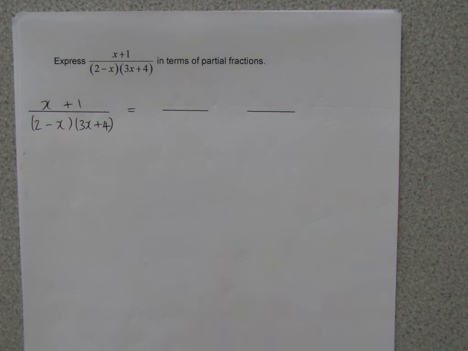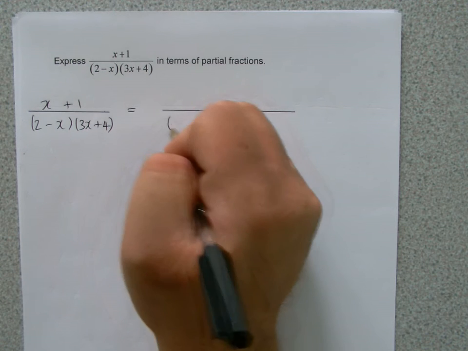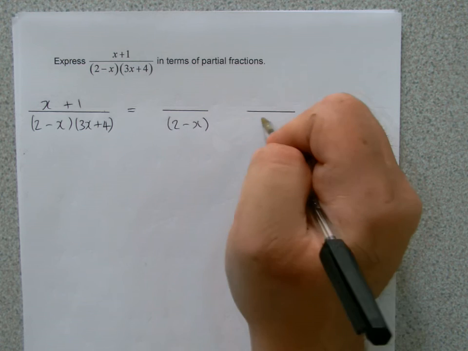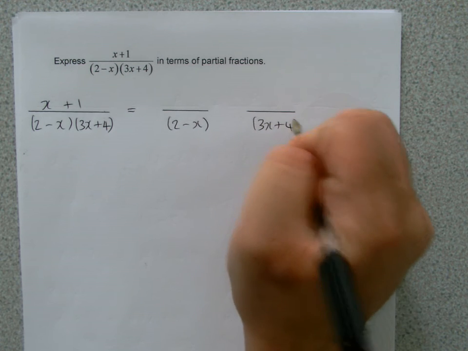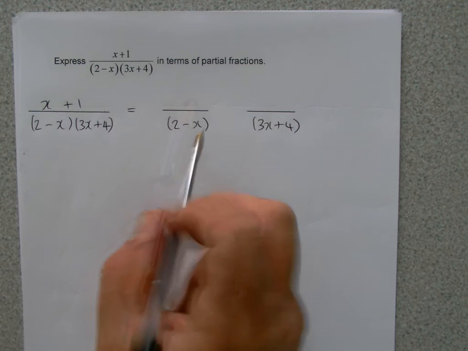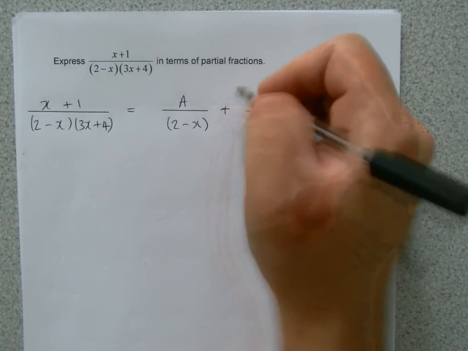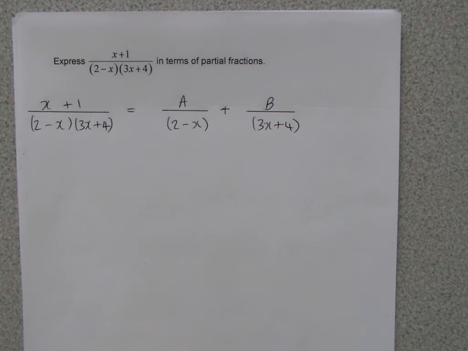Okay, so just like before, to express it in partial fractions, we can have two fractions, because we've got two factors here on the bottom, on the denominator. So on the first fraction, I'm going to write the first bracket here, so 2 minus x. On the second bracket, I'm going to write 3x plus 4. And then here I'm going to just write A, and here I'm going to write B, and put a plus in between them. So my job now is to work out what A and B are.